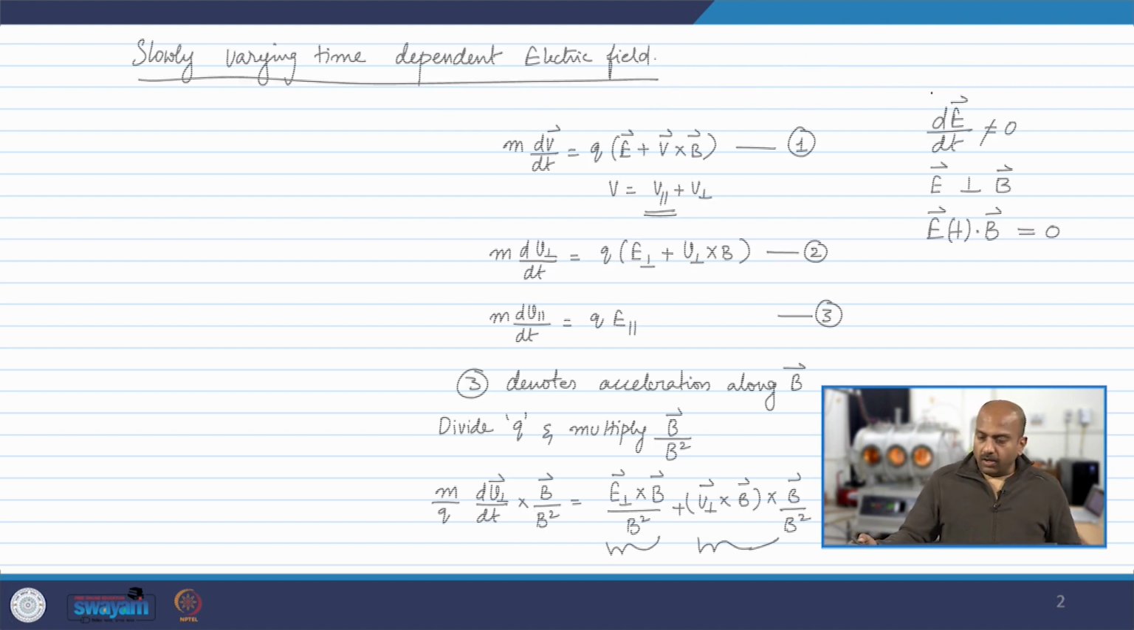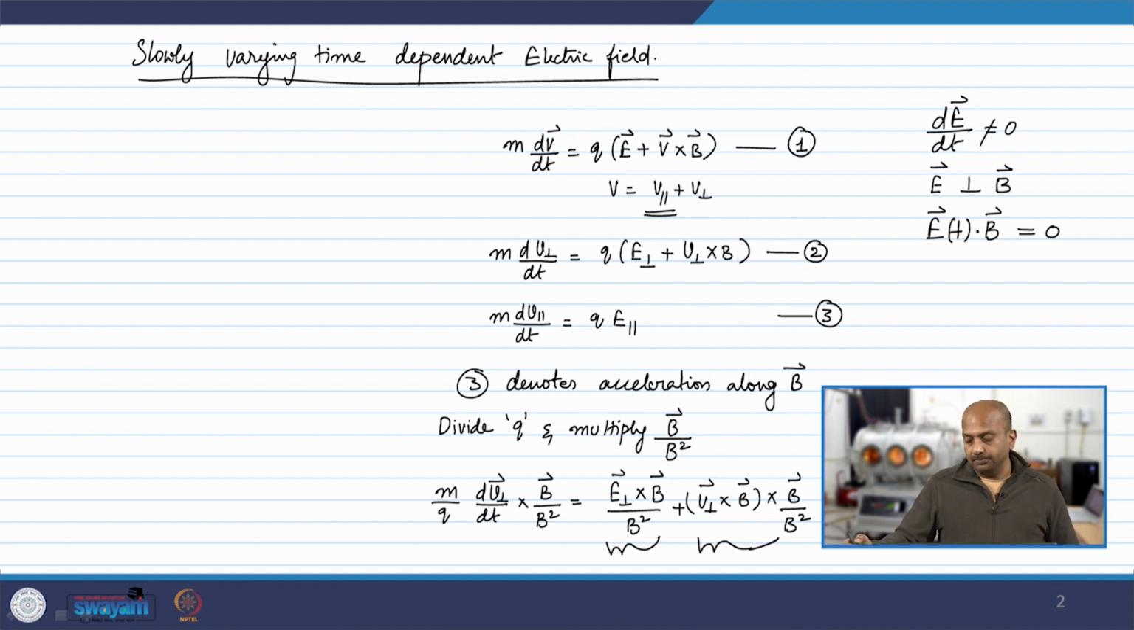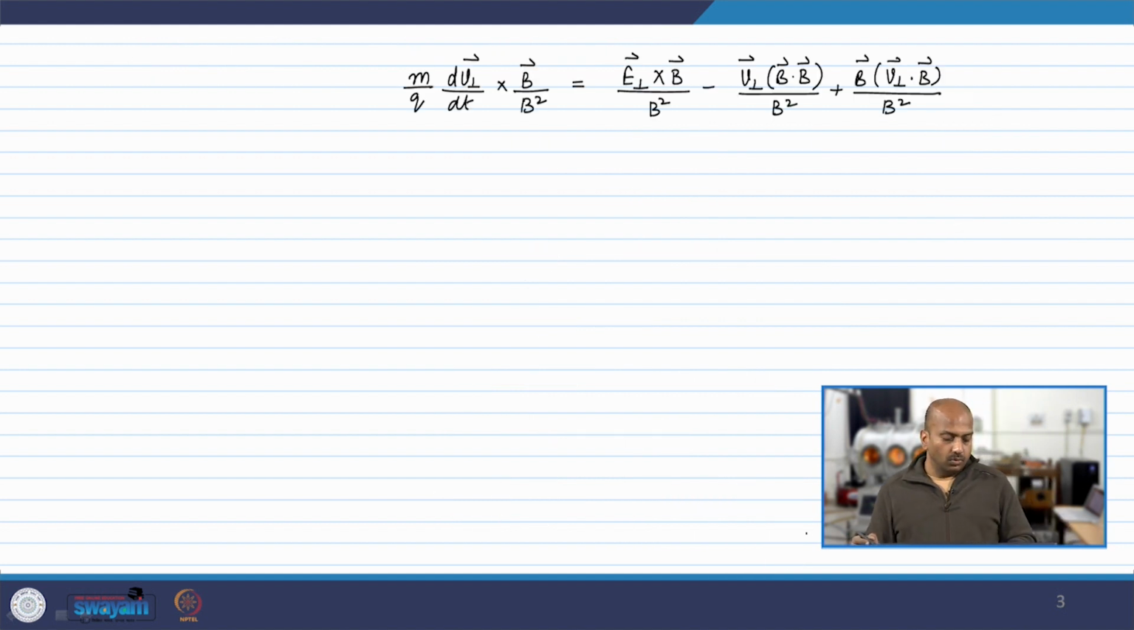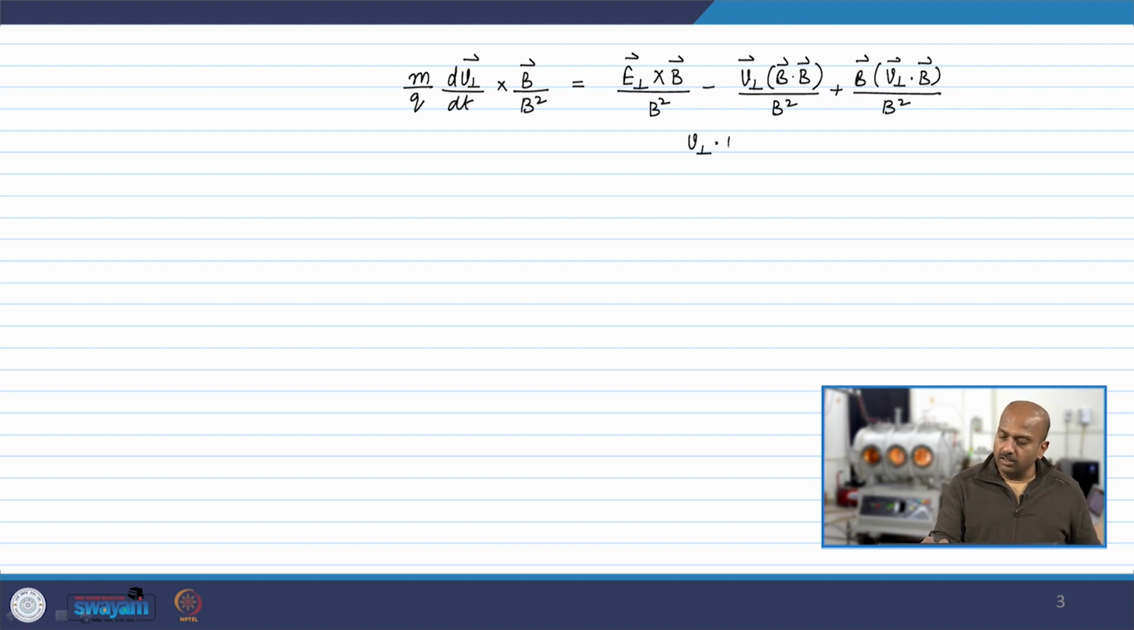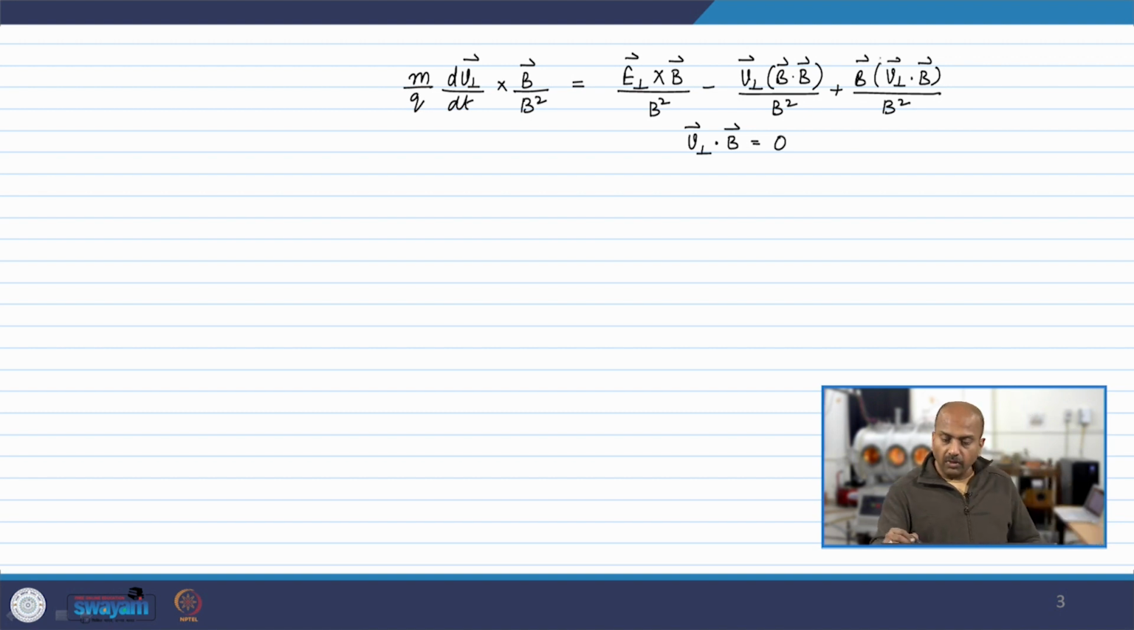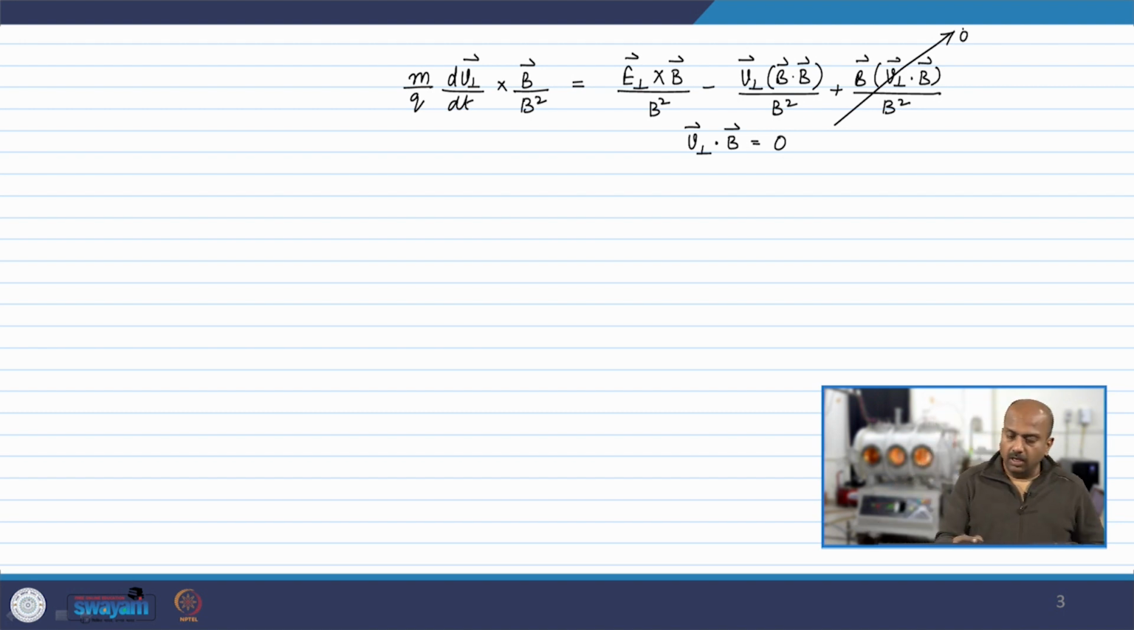What have we done? This is in the form of A cross B cross C. Using the standard vector formula, we have expanded this into these two terms, right. Now, we know that V perpendicular is defined such that it makes right angles to the magnetic field. So, this dot product will be 0, which means this term will be 0.